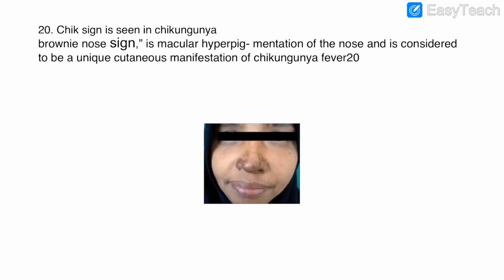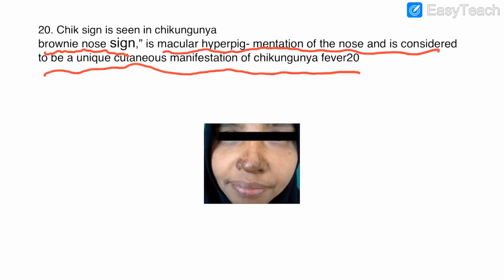Now, another question was regarding the chick sign, over the nose and sides of the nose, also termed as what? Brownie nose sign. So this time they have asked chick sign. Next time they can ask brownie nose sign is seen in. So the answer is chikungunya. It is a macular hyperpigmentation of the nose, and it is considered to be a unique cutaneous manifestation of chikungunya fever. Chick sign is an important question. It is coming a second time now, so you need to remember chick sign, another name brownie nose sign, seen in chikungunya.